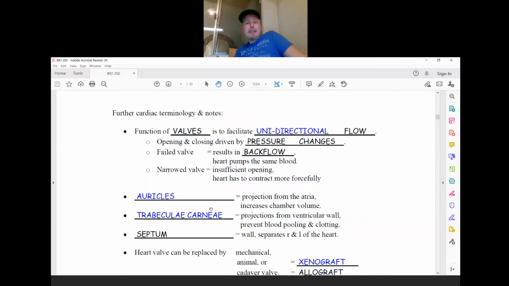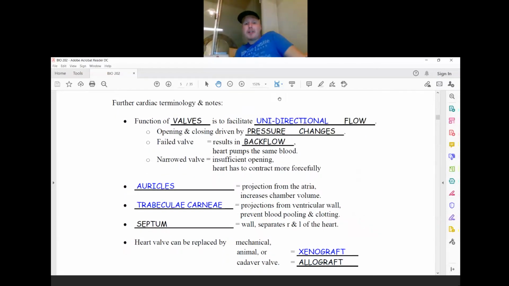I've added a little bit of extra notes here. We remember valves, their function was to facilitate one-way flow of the blood, so unidirectional flow of the blood. And what really causes a valve to open or close is the pressure changes. It's the pressure that changes that causes the valve to either open or close.